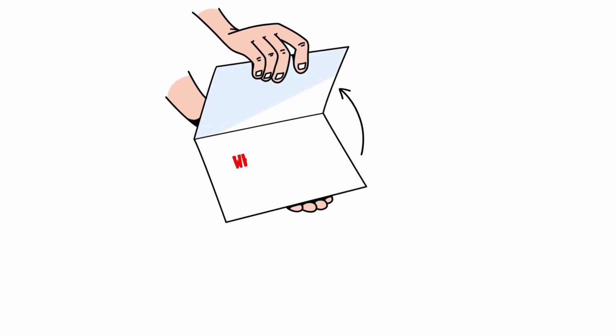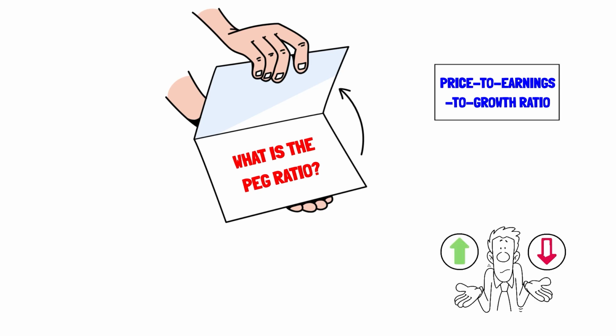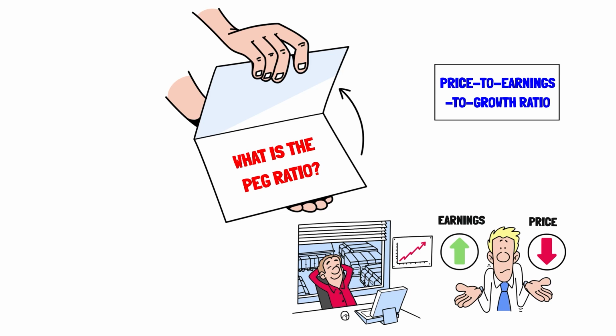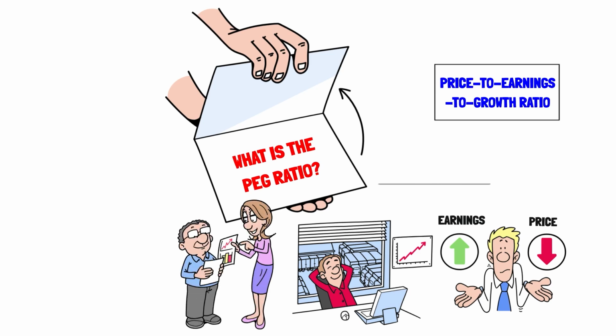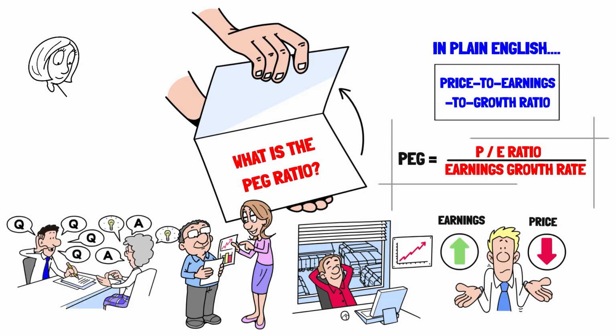What is the PEG ratio? The PEG ratio stands for price to earnings to growth ratio. It takes the PE ratio, price compared to earnings, and adjusts it for how fast the company's earnings are expected to grow. The formula is simple. PEG is equal to PE ratio divided by earnings growth rate. In plain English, it helps answer, am I paying too much for this company given how quickly it's growing?